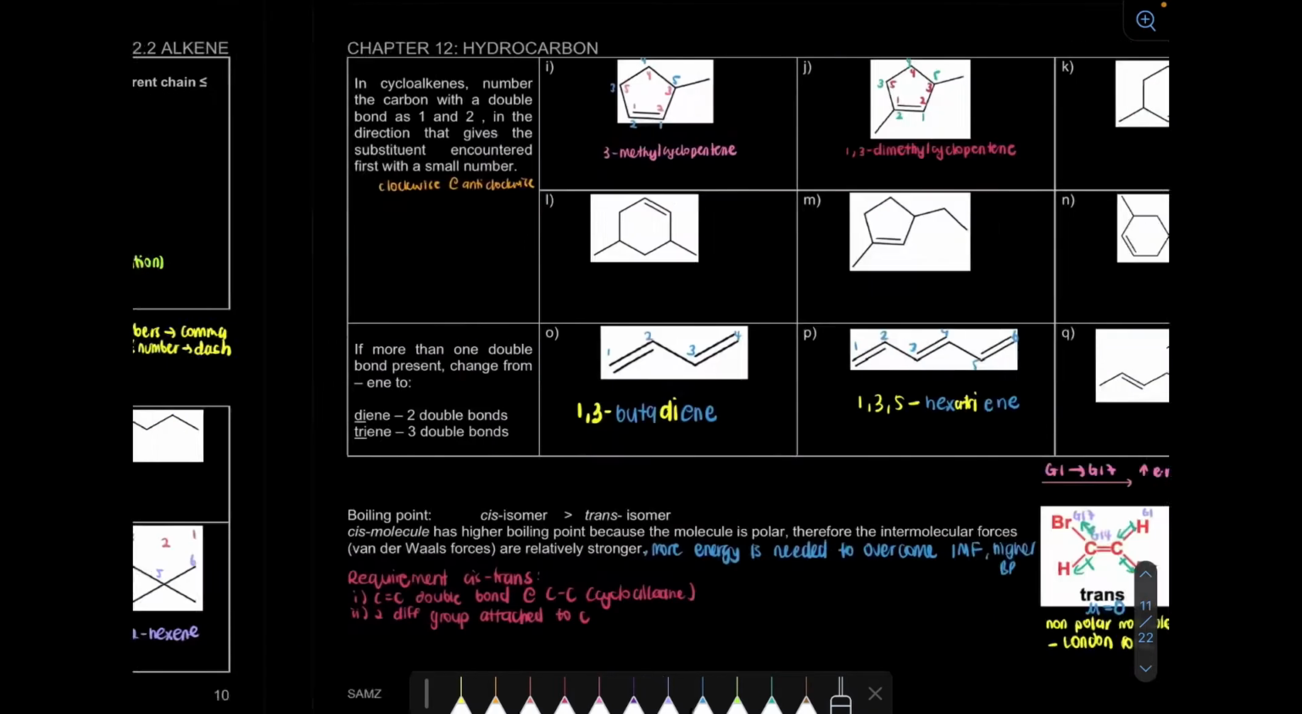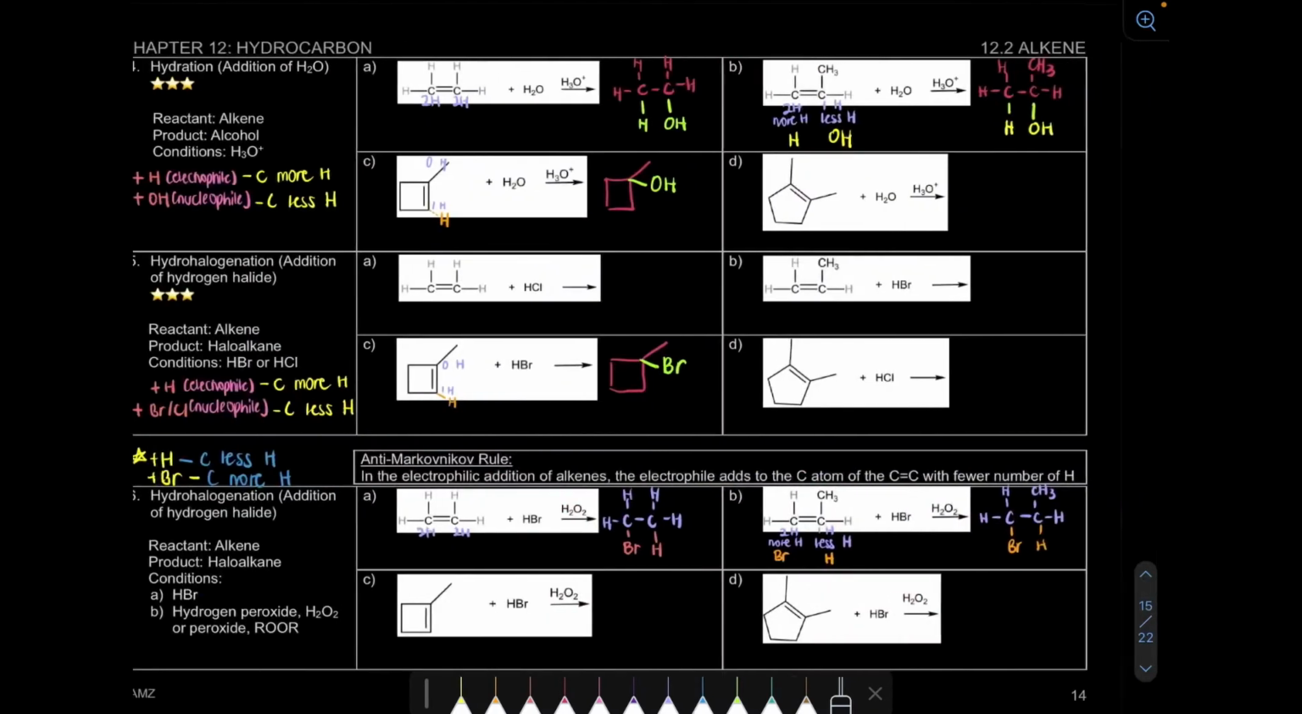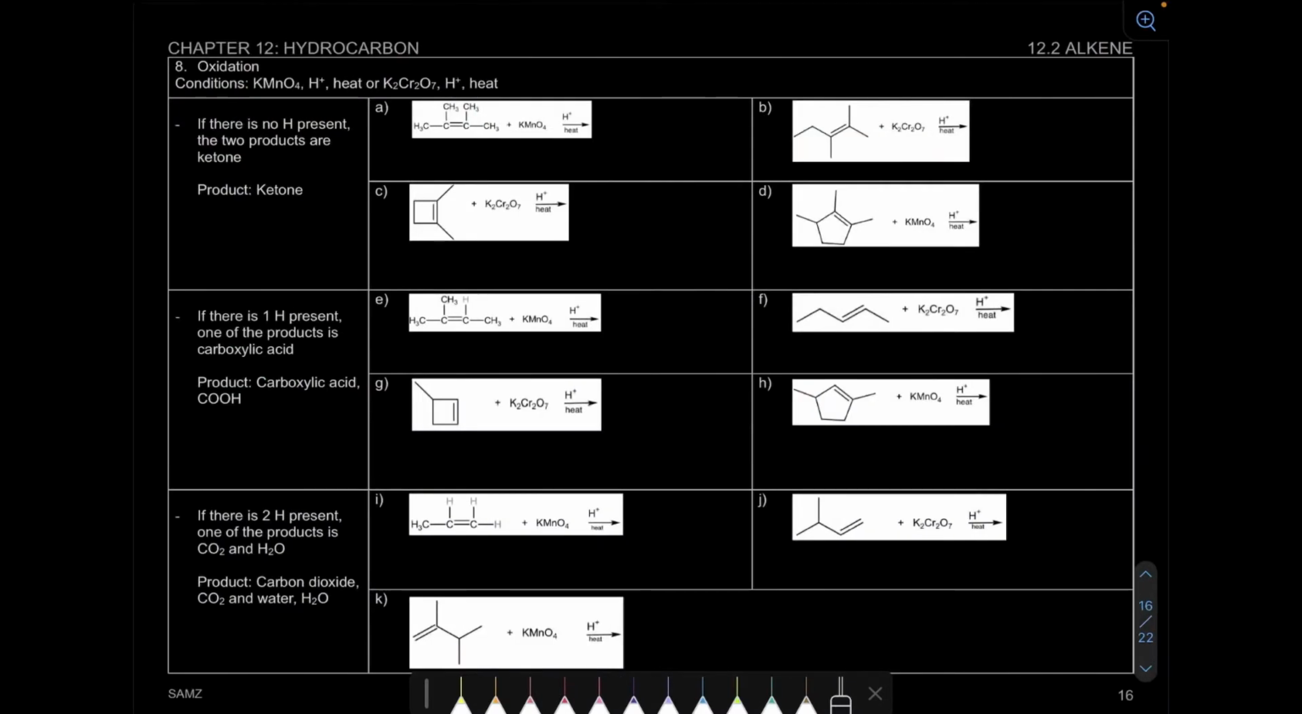But let's look at the example on page 16 here. For oxidation, the reagent must have KMnO₄, which is your oxidizing agent. It could be KMnO₄ or K2Cr2O7, your chromate, or Na2Cr2O7 also. But it must have concentrated acid, H+, and the condition is heat. Must have heat. That's why the reagent is a bit long.